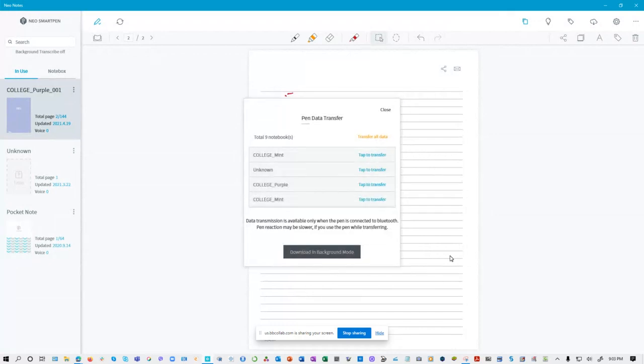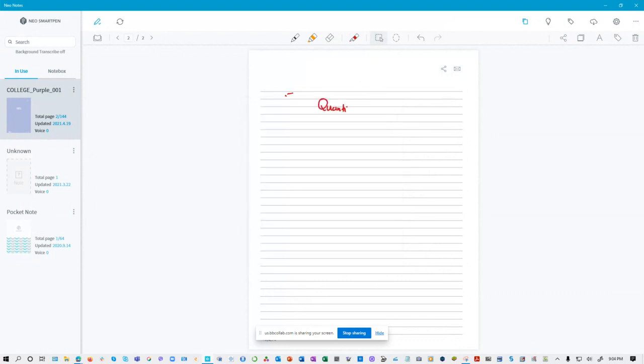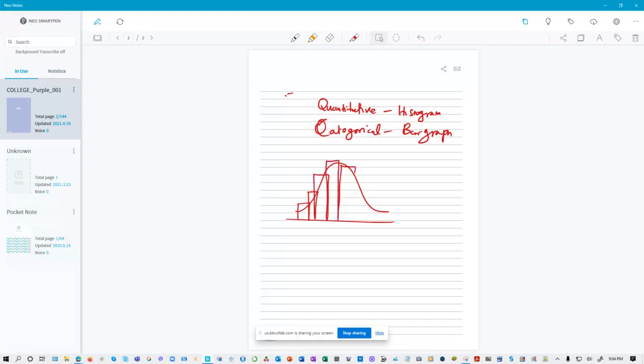Then for the quantitative data, you mainly draw the histogram. See, you have a histogram. For categorical data, you mainly have a bar graph. Now, for these shapes, you saw the different shapes. I'm going to draw that smooth curve only. Histogram is already there.